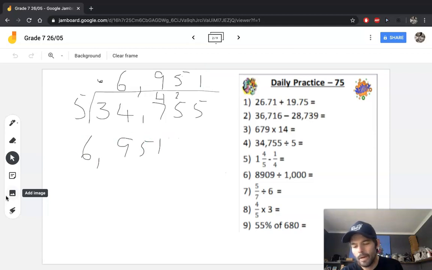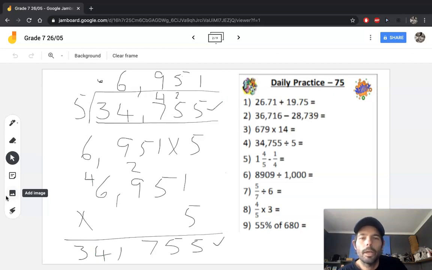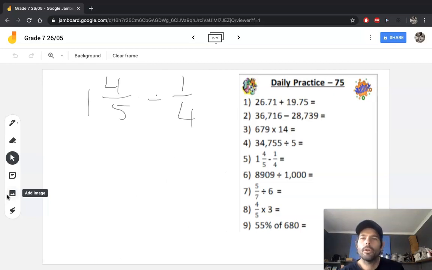6,951 multiplied by 5, okay, and if you go and work that out, you will get 34,755. And again, you can work that out simply by doing a column method because it's a nice short multiplication. And let's just check if we're right. 34,755. We must be correct. Okay, well done. Question 5 is a subtraction of fractions, so a mixed numeral minus a common fraction.